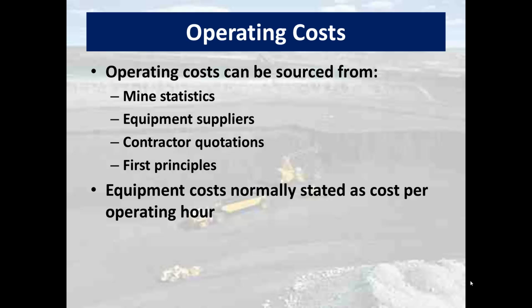Operating costs can be sourced from mine statistics, equipment suppliers, contract quotations, or first principles. Equipment costs normally are stated as a cost per operating hour. The term first principles refers to the fundamentals or the basics. Building up costs from first principles demands a systematic consideration of each component of equipment operation.